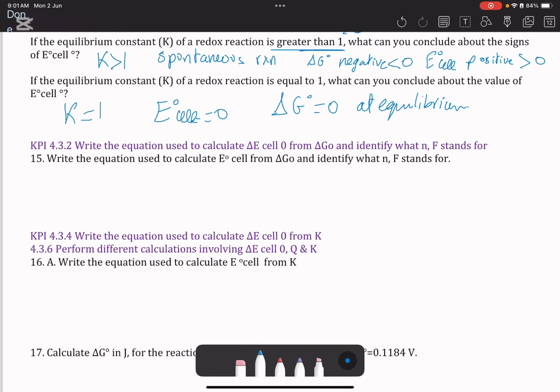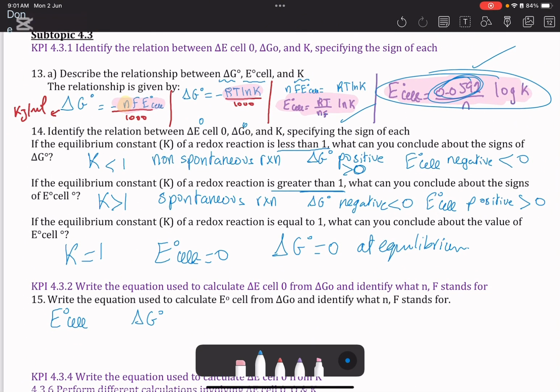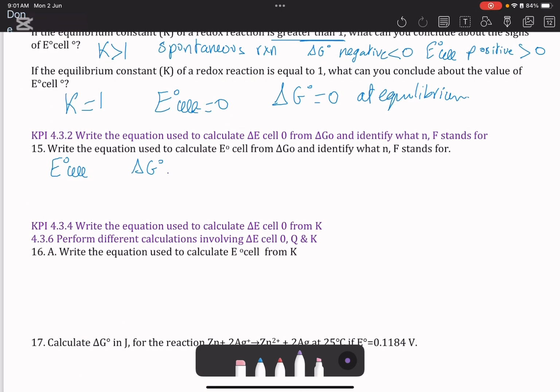The equation used to calculate E cell from standard delta G, and identify what n and F stand for. Again, you have to go to your formula sheet, and I'm talking about this formula. Delta G is equal to minus nFE cell. That's how it's written in your formula sheet. n stands for the amount of electrons transferred.